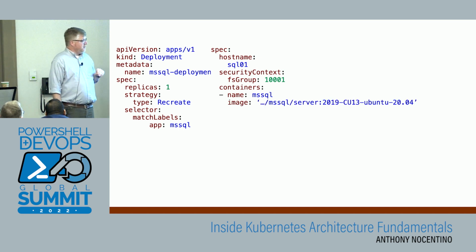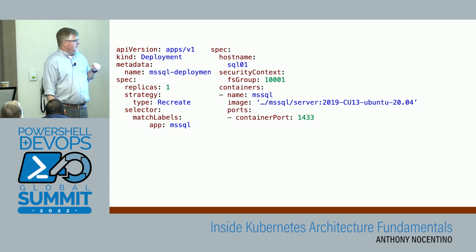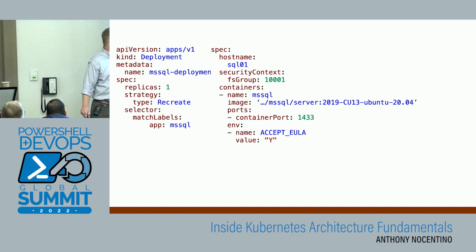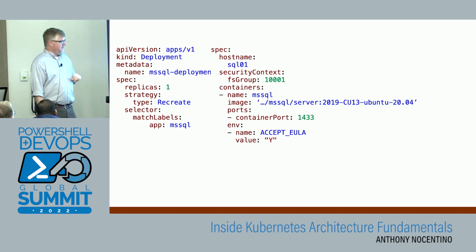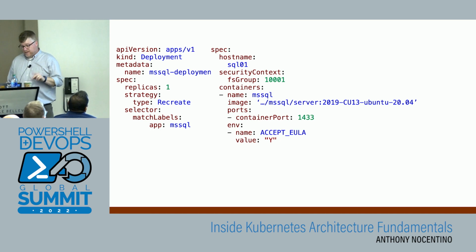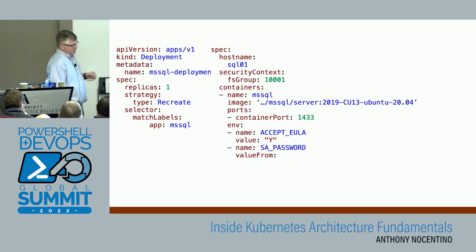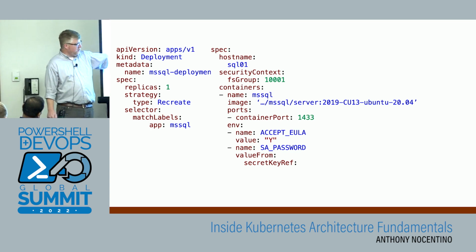So 2019 CU13 on Ubuntu 20. The container itself is going to listen on 1433, not the service. And then we're going to define some environment variables. So I gave it a key, which is the environment variable name itself, and then a value. This one's a static value of Y, which is the default to accept the EULA.